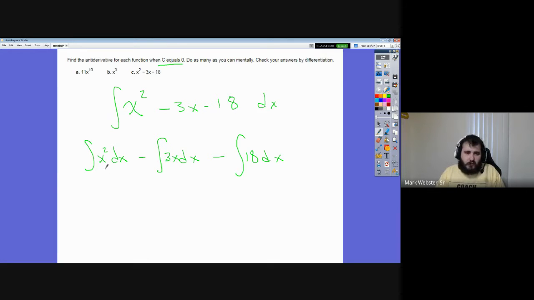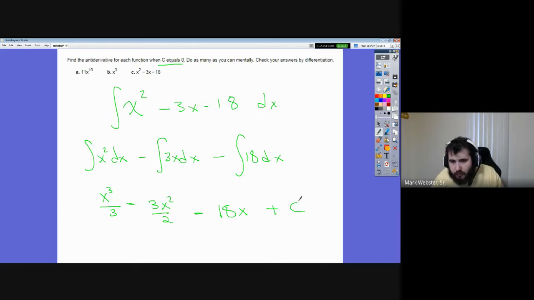So first things first, raise the exponent by 1, divide by the new exponent. Minus, raise everything, divide by the new exponent. And then again, you don't have an x here, so we're going to integrate. This is going to become 18x. And then what we can't forget about is the plus c, right? Can't forget about that plus c.